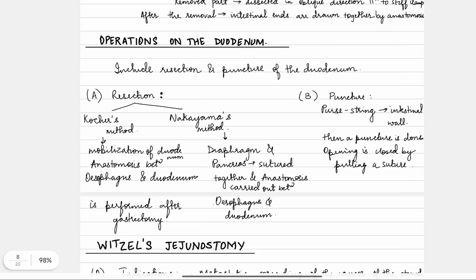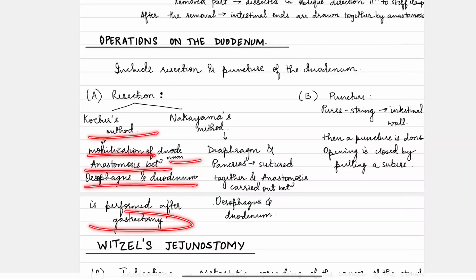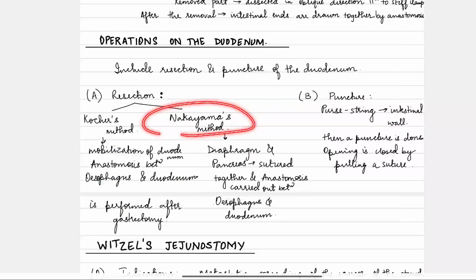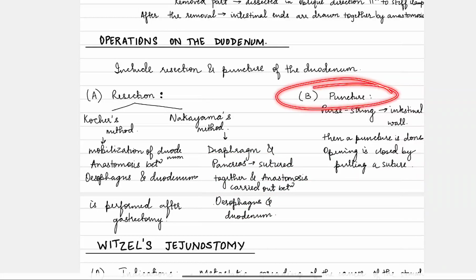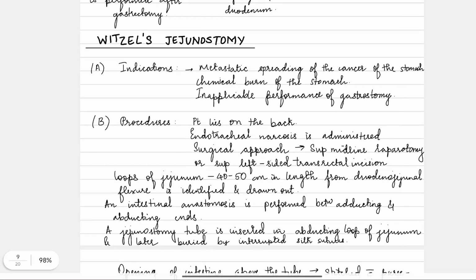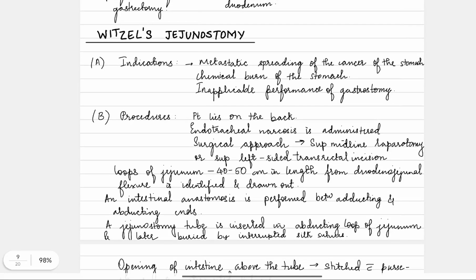Operation of the duodenum includes resection and puncture of the duodenum. First is resection by Kocher's method and Nakayama's method. Kocher's method is mobilization of the duodenum, anastomosis between esophagus and duodenum, and is performed in gastrectomy. In Nakayama's method, the diaphragm and pancreas are sutured together and anastomosis is carried out between esophagus and duodenum. Second is puncture. A purse string is done in the intestinal wall, then a puncture is done, and the opening is closed by pulling a suture.